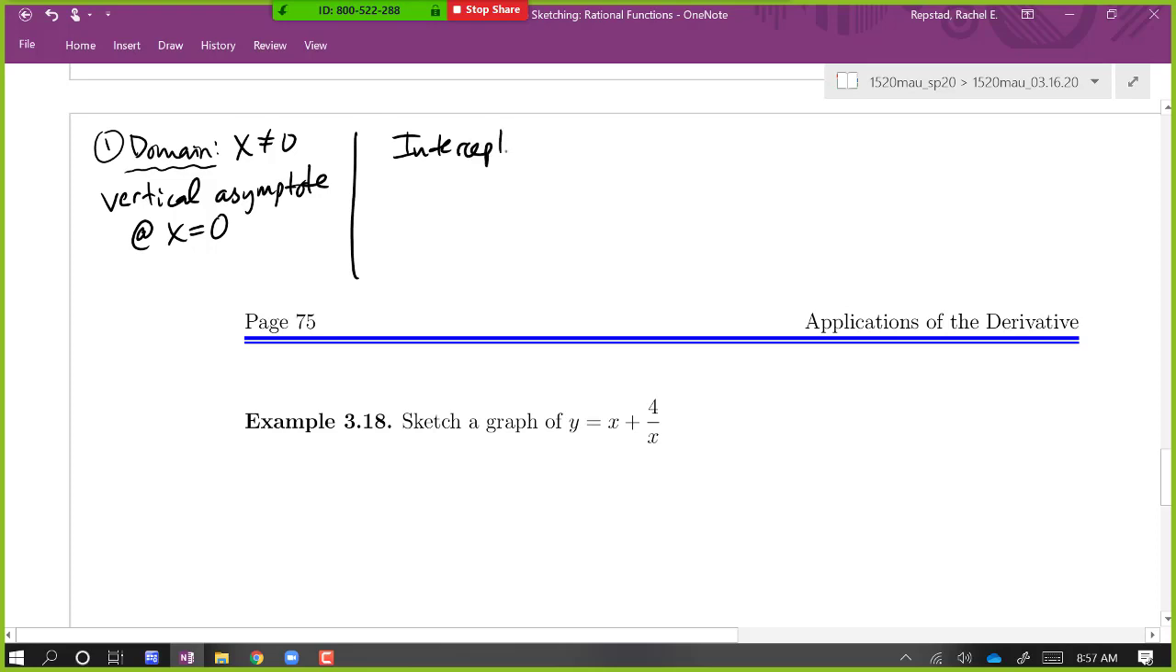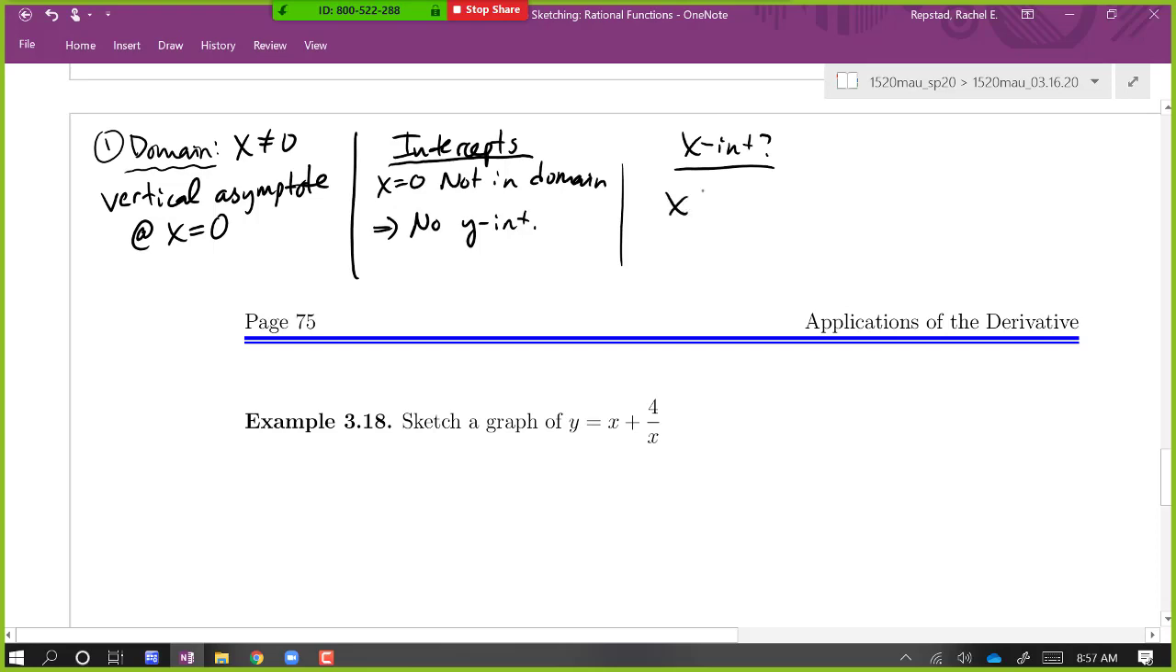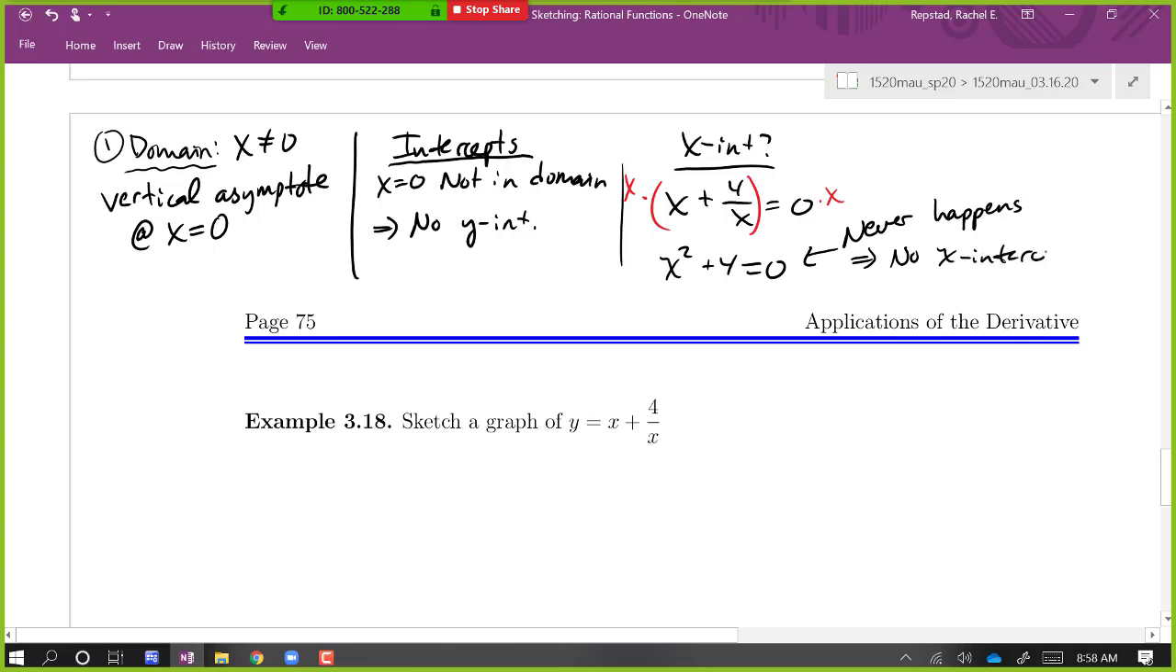Intercepts. First of all, we just determined that x equals 0 is not in the domain, so that means there's no y-intercept. For x-intercepts, we would set y equal to 0. So I have that equation there. If we start by clearing denominators, multiply everything by x, we get, when we distribute, x squared plus 4 equals 0. X squared plus 4 is never equal to 0, right? I mean, x squared is at least as big as 0, and then we add 4 to that. So this never happens, which means there are no x-intercepts.